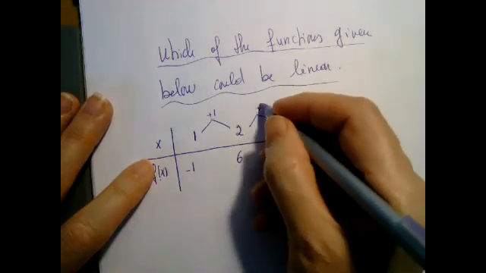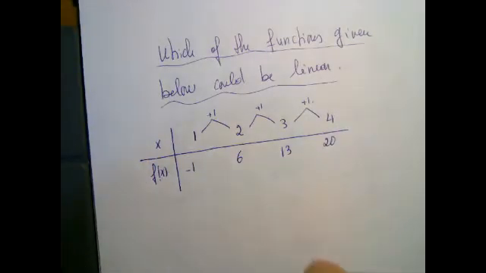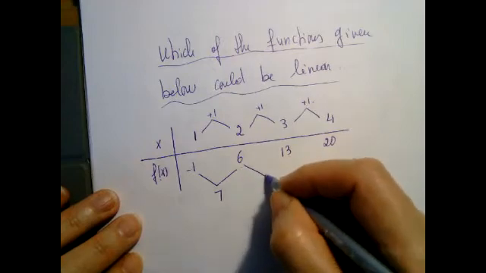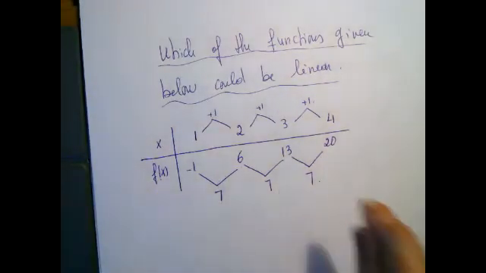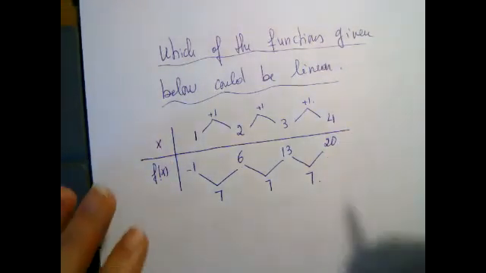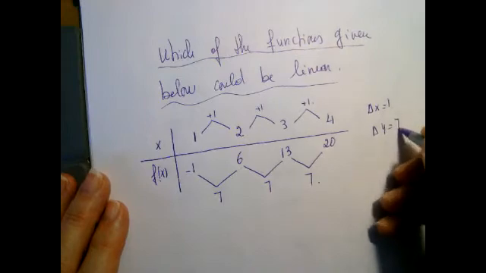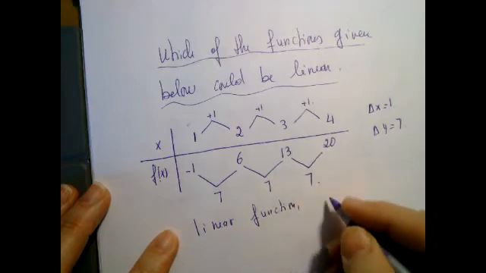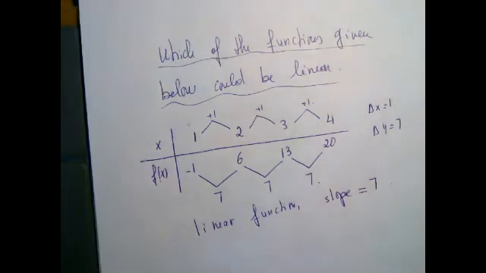The input is increasing by 1, and the question is whether the output, the y value, is increasing by the same amount. From -1 to 6, it's 7. From 6 to 13, it's increasing by 7. And it's increasing by 7 again. So with at least this given data, we don't know what's going on after that, it's definitely a linear function. The change in x is 1, and that's crucial, and the change in y is constant. So that's a linear function. What's the slope of this linear function? +7. It's absolutely 7.